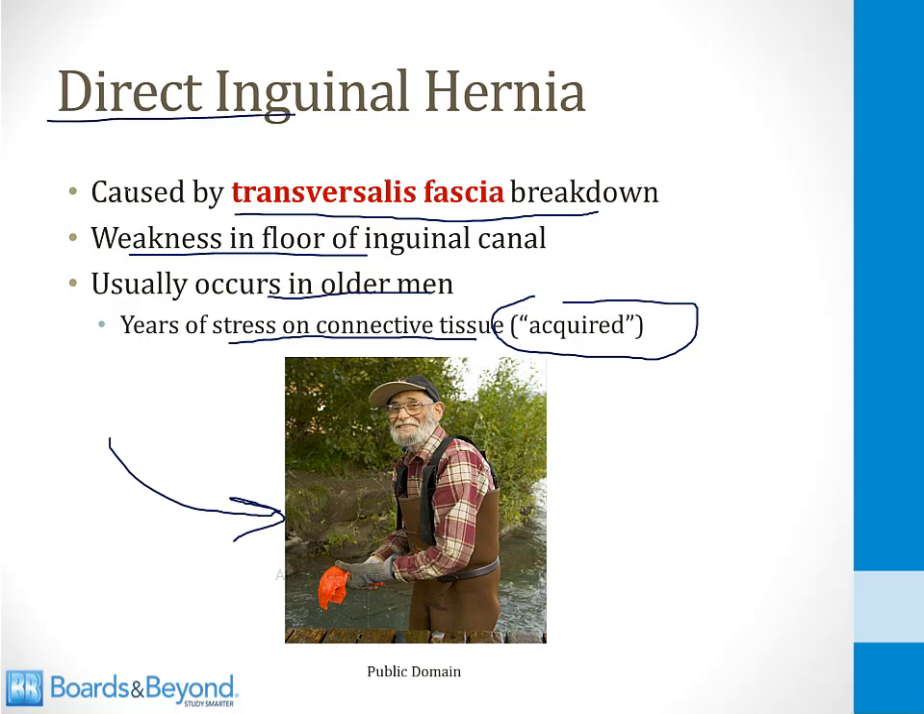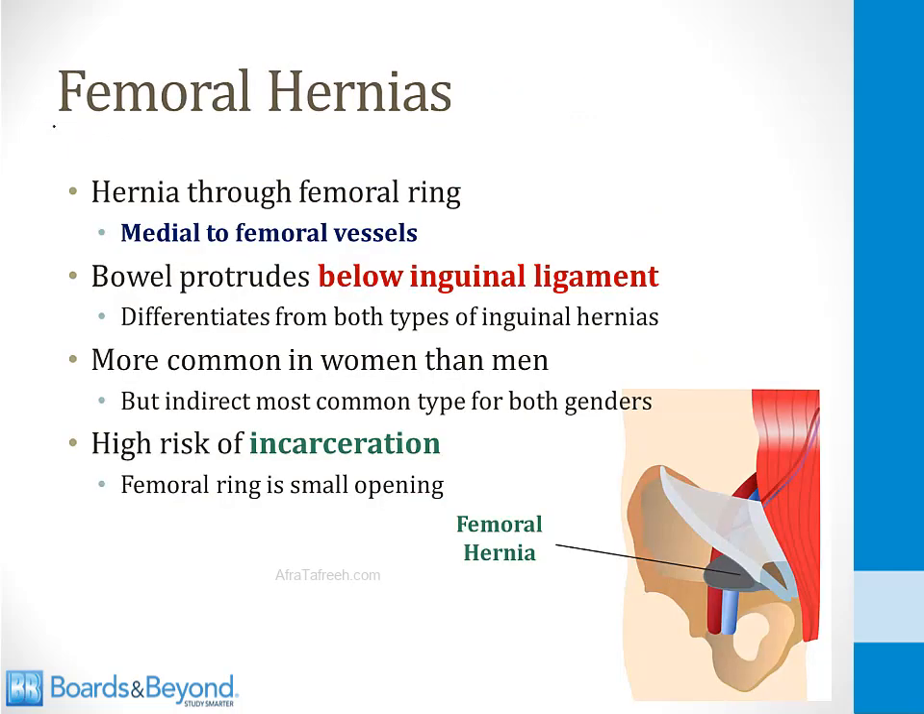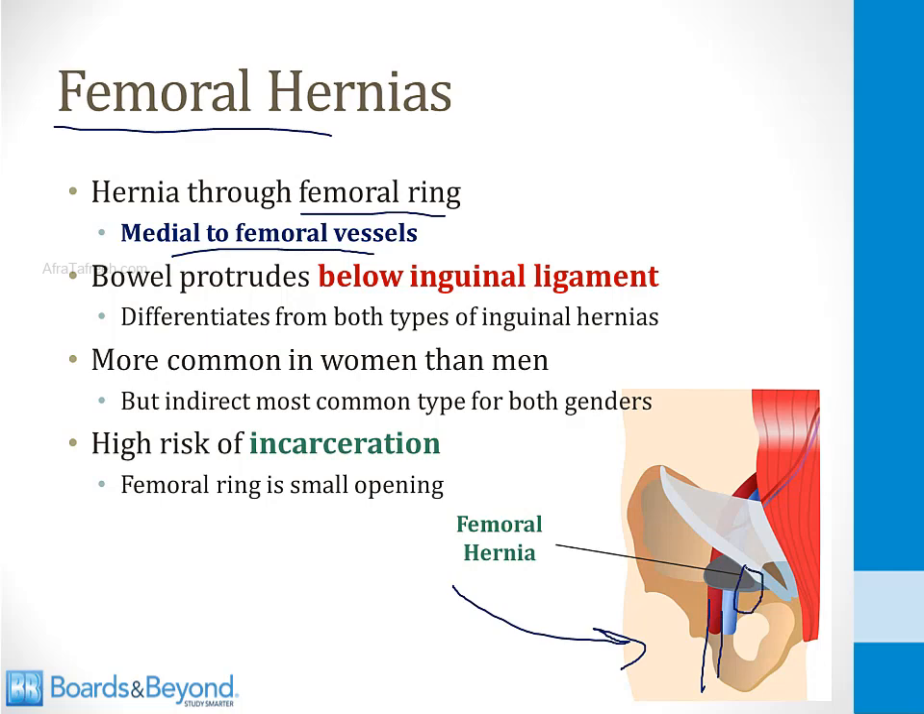The last type of hernia we'll talk about is a femoral hernia. This is where a loop of bowel herniates through the femoral ring, and we talked about the anatomy of the femoral sheath and the femoral ring before, and the femoral ring is medial to the femoral vessels. If we look at this picture on the screen here, this is the femoral artery and vein, and medial to that is the femoral ring where a femoral hernia will be. This is the only type of hernia where the loop of bowel protrudes below the inguinal ligament.